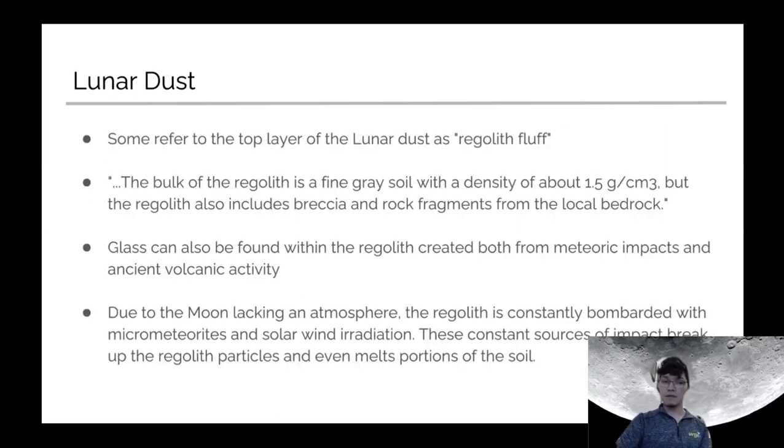And this can reduce visibility and the performance of equipment, such as our solar panels. And so some scientific studies will refer to the very top layer of the lunar regolith, or dust, as a regolith fluff. The bulk of the regolith is a fine gray soil with a density of about 1.5 grams per centimeter cubed, but the regolith also includes breccia and rock fragments from the local bedrock. Glass can also be found within the regolith, created both from meteoric impacts and ancient volcanic activity. And due to the moon lacking an atmosphere, the regolith is constantly bombarded with micrometeorites and solar wind irradiation. These constant sources of impact break up the regolith particles and even melt portions of that lunar soil.